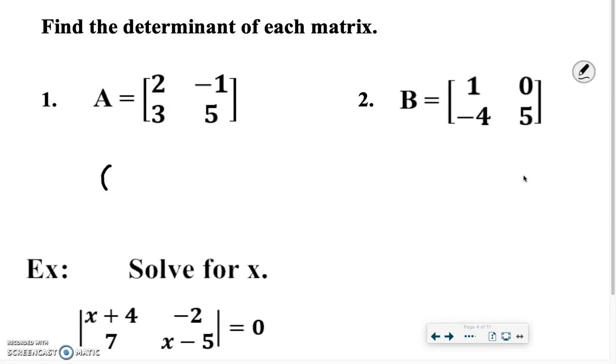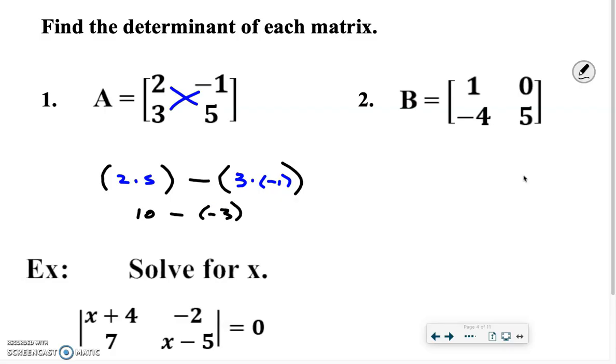We're going to figure out the product of the downs minus the product of the ups. So multiplying going down, we're going to go 2 times 5, multiplying diagonally going up, we're going to go 3 times negative 1. So with your help, multiplying diagonally going down, 2 times 5 is 10, minus multiplying diagonally going up, 3 times negative 1 is negative 3. So 10 minus the negative 3 looks a whole lot like 10 plus 3, which is 13. So the determinant of matrix A is equal to 13.